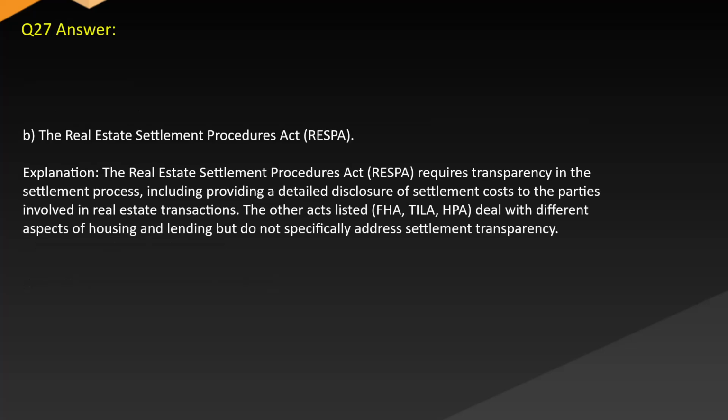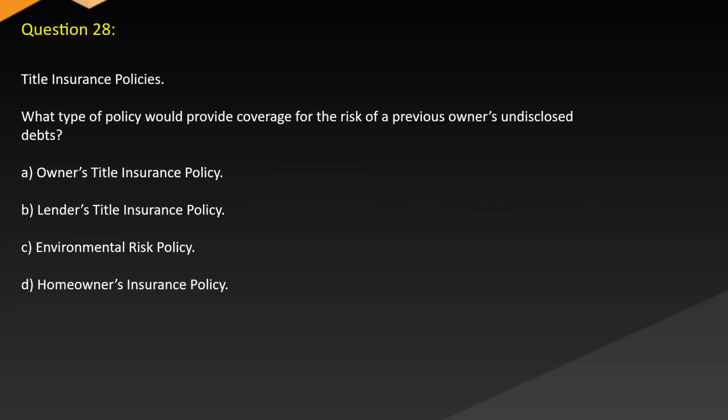Answer: B. The Real Estate Settlement Procedures Act (RESPA). Explanation: the Real Estate Settlement Procedures Act (RESPA) requires transparency in the settlement process, including providing a detailed disclosure of settlement costs to the parties involved in real estate transactions. The other acts listed, FHA, TILA, HPA, deal with different aspects of housing and lending but do not specifically address settlement transparency.